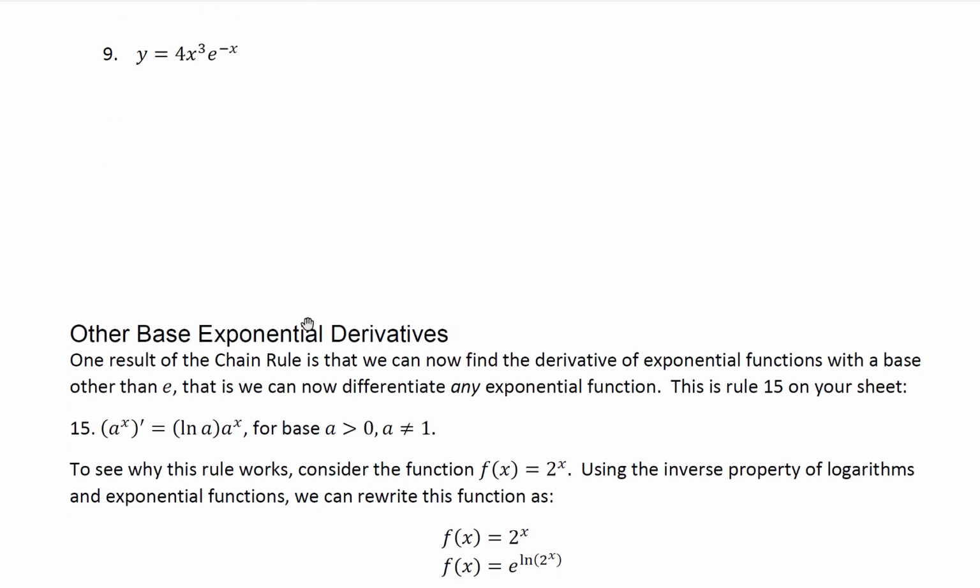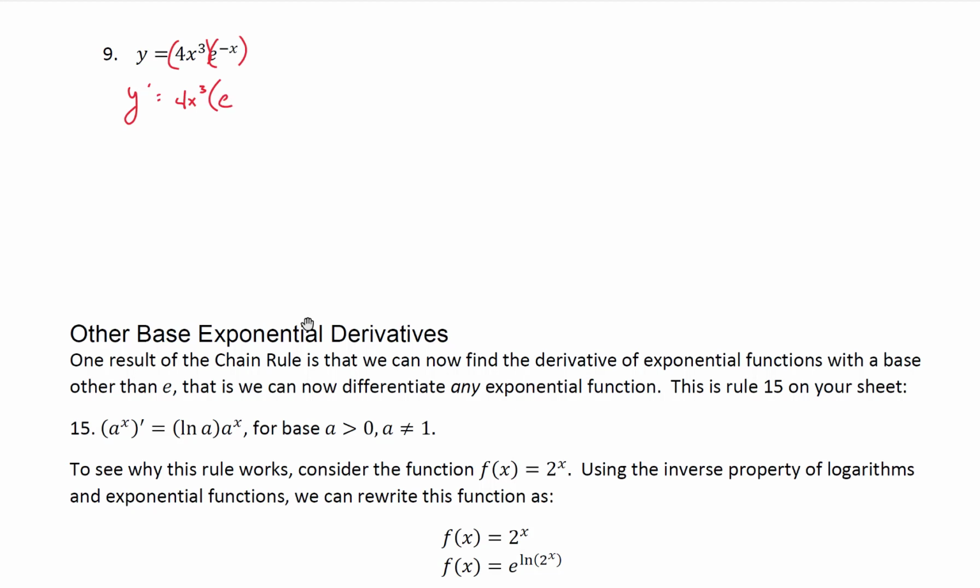One last example. Example 9, we have y equals 4x cubed e to the negative x. On this one, we've got to do a chain rule inside of a product rule. So start with the product rule. y prime is the first function, in this case 4x cubed, our second is e to the negative x. So 4x cubed times the derivative of e to the negative x. Now that's e to the blob, so we have to do the chain rule.